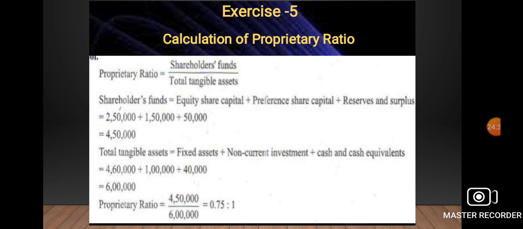So equity share capital rupees 2,50,000 plus preference share capital rupees 1,50,000 plus reserves and surplus rupees 50,000. Total shareholders funds rupees 4,50,000. Then total tangible assets means fixed assets plus non-current investment plus cash and cash equivalents. So fixed assets rupees 4,60,000 plus non-current investment rupees 1 lakh plus cash and cash equivalents 40,000. So total tangible assets value is rupees 6 lakh. What is the formula of proprietary ratio? Shareholders funds divided by total tangible assets. Shareholders funds rupees 4,50,000 divided by total tangible assets rupees 6 lakh.